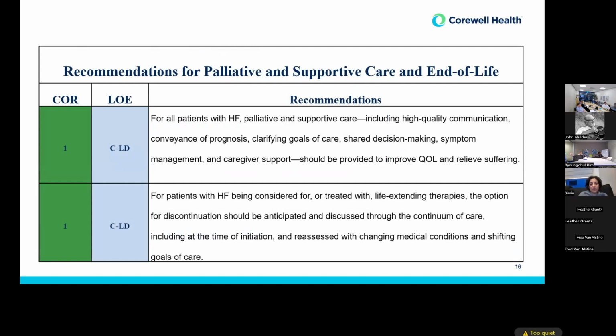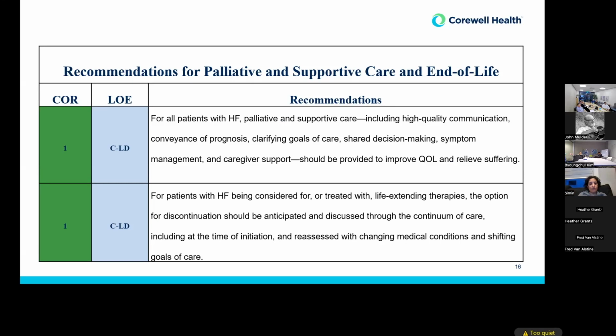So, recommendations for palliative care and supportive care and end of life. This has been challenging. Oncology has really come a long way from their partnership with palliative care. And that has a lot to do, and I apologize for being a little cynical, with how oncology was getting reimbursed, I think about 3 years ago, and that really changed the way oncology has been involving palliative care. Heart failure is not quite there yet.